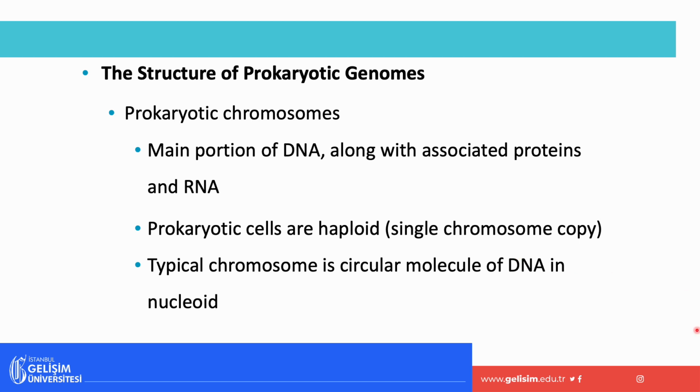Now, in addition to the chromosome, prokaryotes may also have plasmids. Plasmids are small, circular, double-stranded DNA molecules that can replicate independently of the chromosome. Plasmids may contain genes that confer some advantageous traits to the bacterium, such as antibiotic resistance or the ability to metabolize certain nutrients as well.